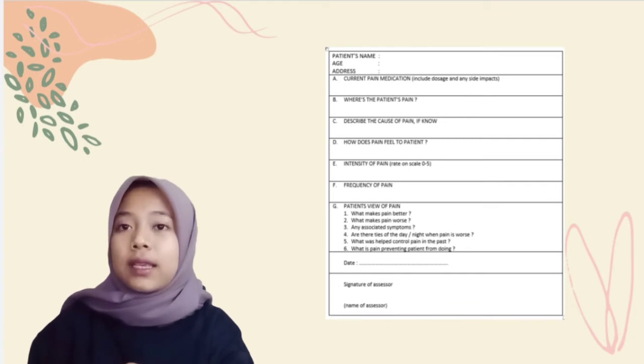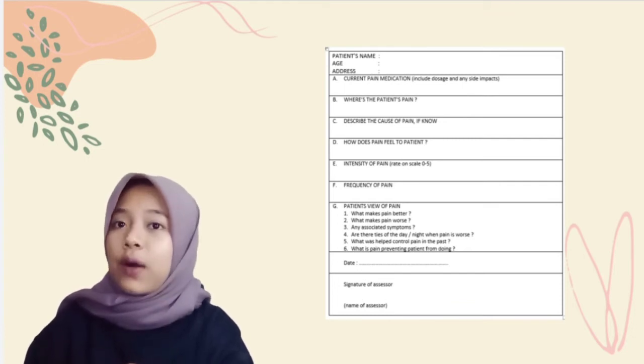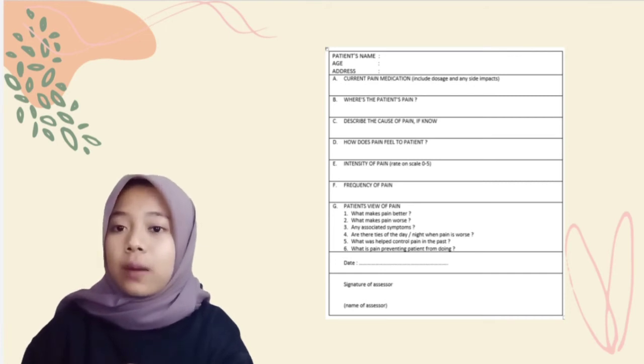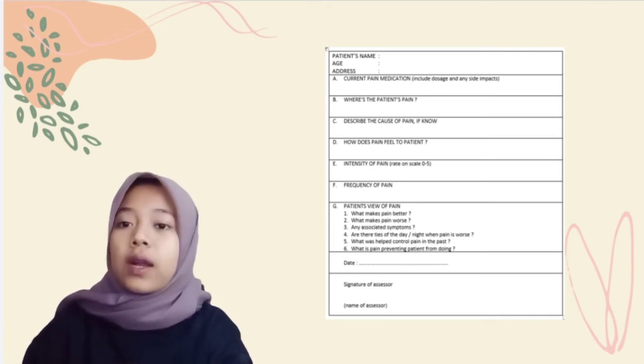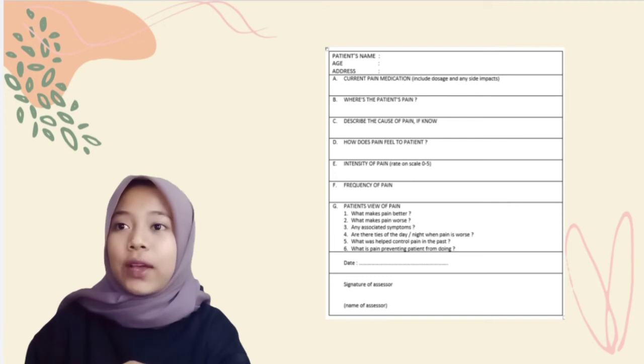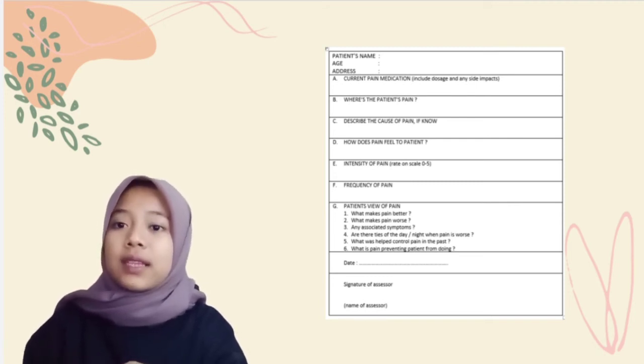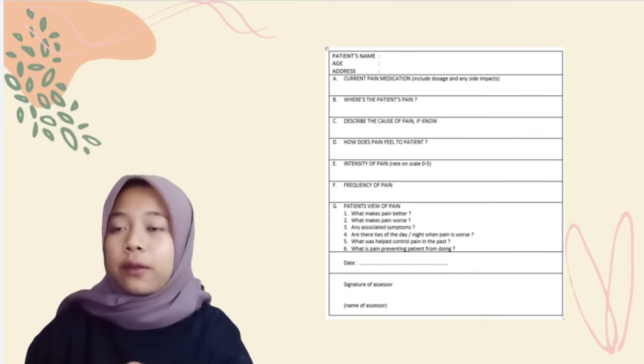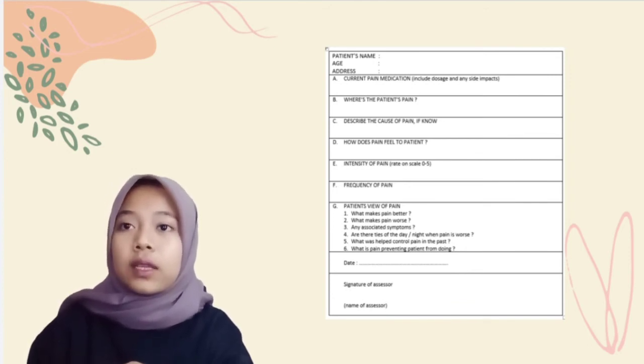We can ask like this, what is the pain like, or is it sharp, dull, stabbing, or itching? Okay, next is about the intensity of the pain. For this, we can either observe or ask the patient like, on a scale of 0 to 5, with 5 being the worst, how would you rate what you feel right now?